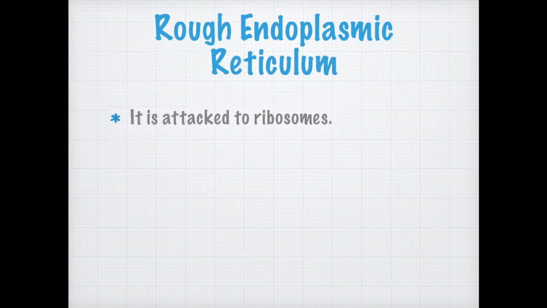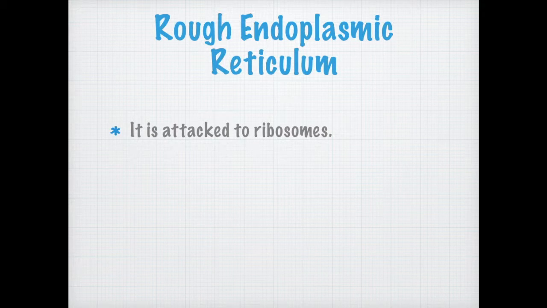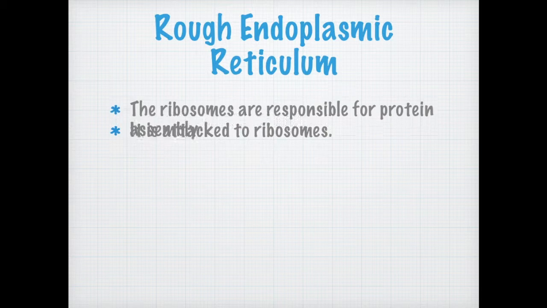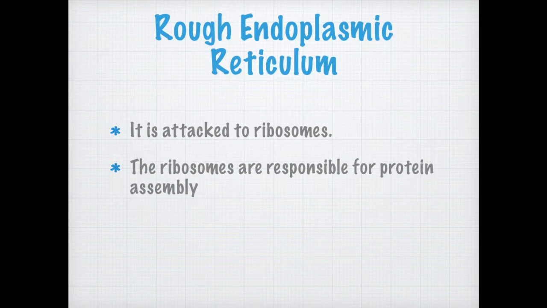Now let's move on to the rough endoplasmic reticulum. The rough endoplasmic reticulum is attached to ribosomes. Not attacked, I'm sorry for the spelling mistake. It's supposed to be attached. It's attached to ribosomes. Ribosomes are tiny dot-like structures that are responsible for protein assembly. Ribosomes are basically structures that make the rough endoplasmic reticulum unique. The rough endoplasmic reticulum also acts as a transport system, just like the smooth endoplasmic reticulum.